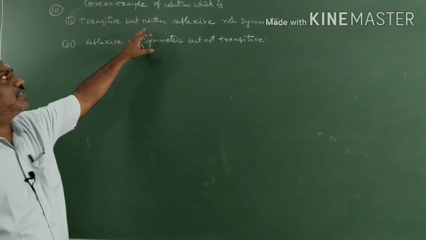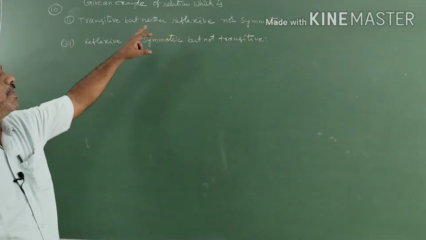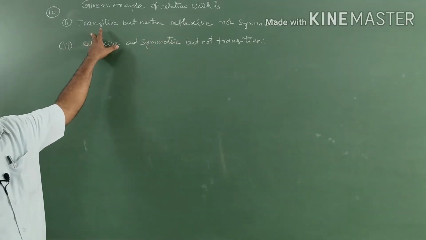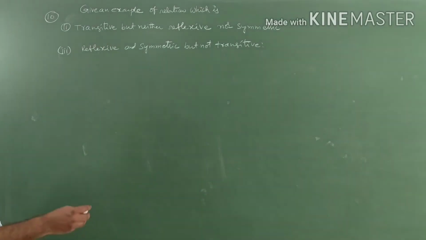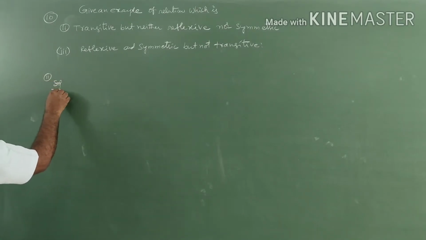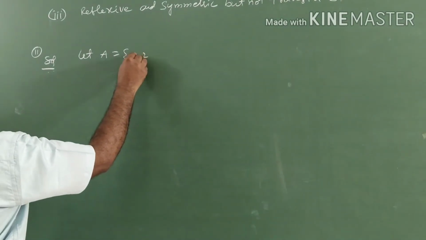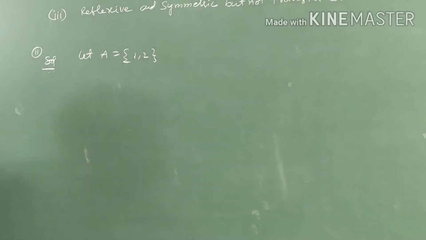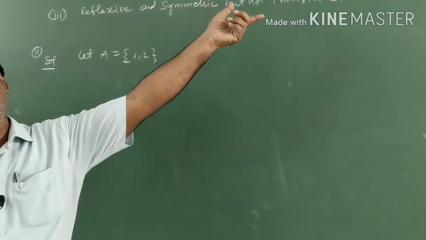So the given relation should not be reflexive, should not be symmetric, but it should be transitive. Like that we have to give an example. We will see here. Let A equal to the set {1, 2}. This is the set. Here, given transitive, but neither reflexive nor symmetric.